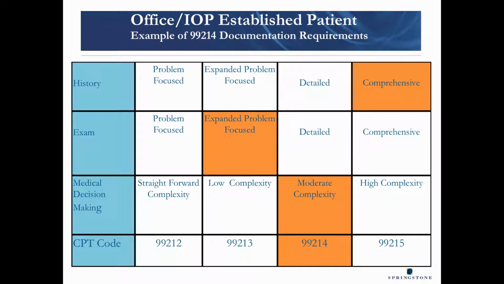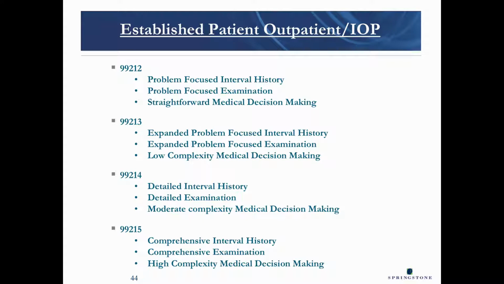So medical decision making is met at the level, and comprehensive history is above the level, so you have 2 out of the 3 at or above the level, even though the exam is below the level needed. This just gives you what the requirements are for each of the 4 levels that we use in outpatient.